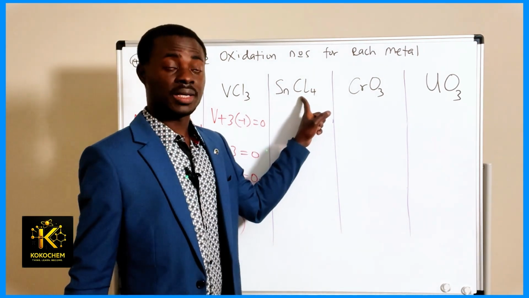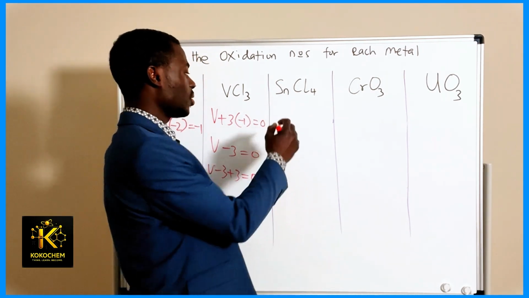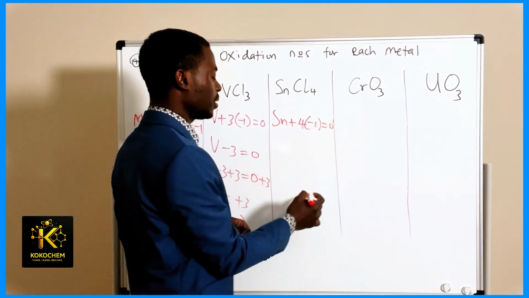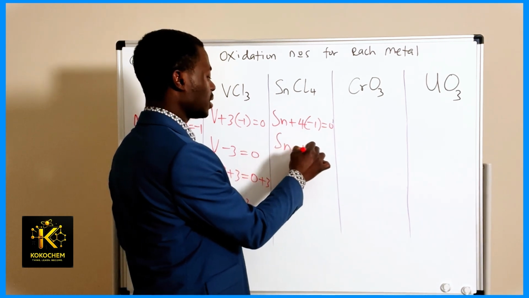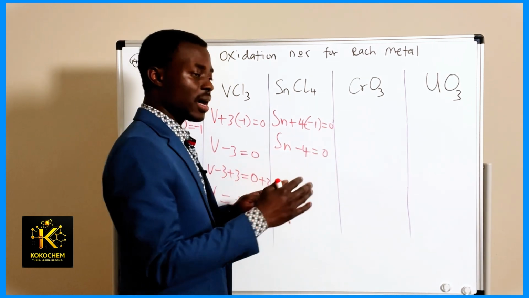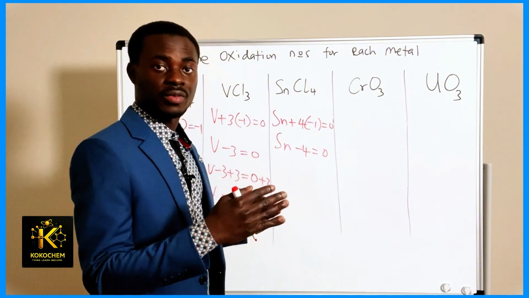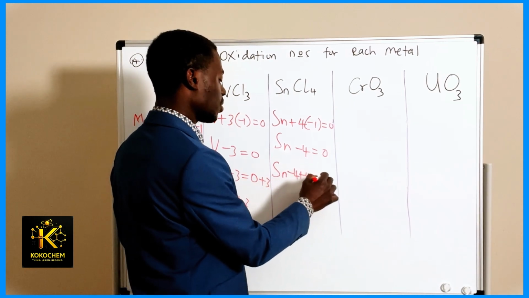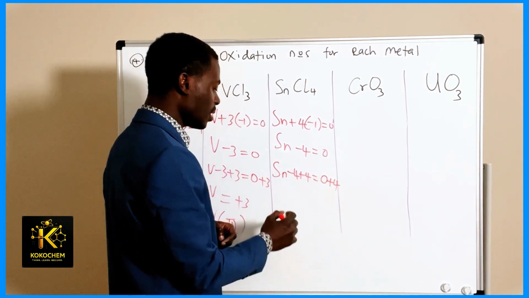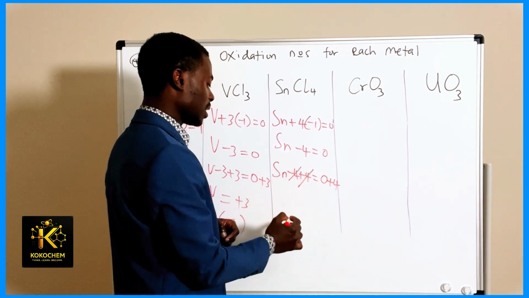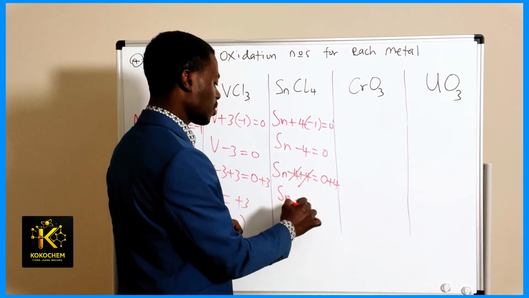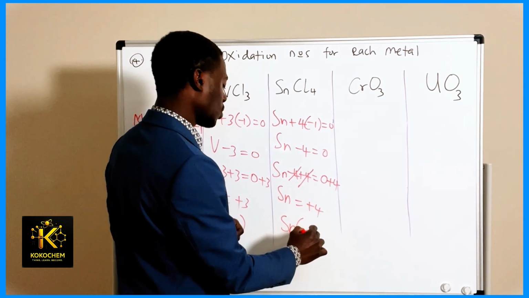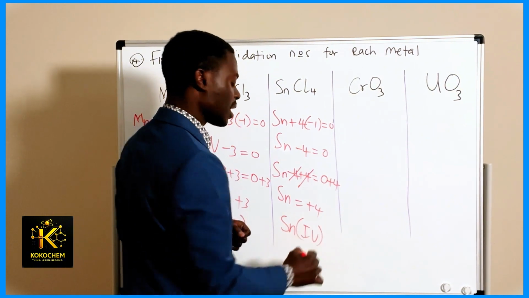We go to tin chloride. Okay, the same approach: it's going to be Sn plus 4 times -1 equal to 0. Sn minus 4 equal to 0. Add 4 on both sides to get rid of the -4. So it's going to be Sn minus 4 plus 4 equal to 0 plus 4. The -4 cancels out the plus 4. So you have Sn equal to plus 4. So the oxidation state for tin in this compound is going to be plus 4.